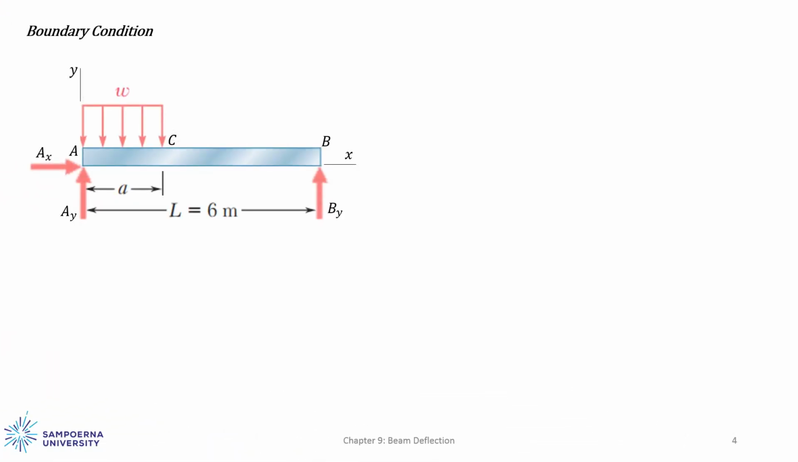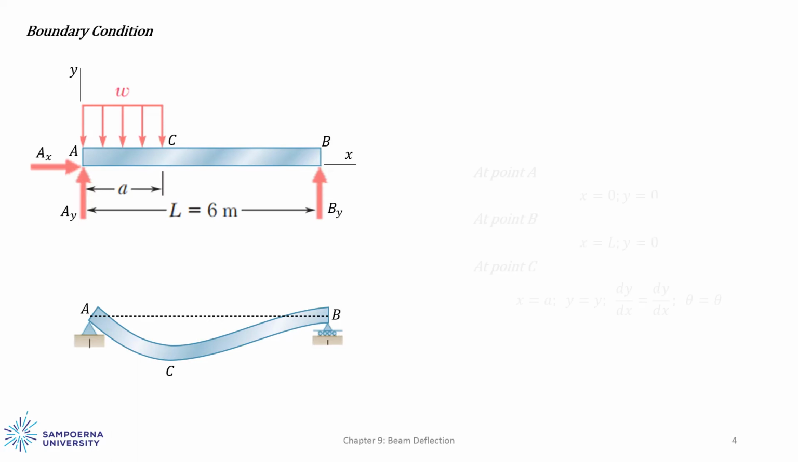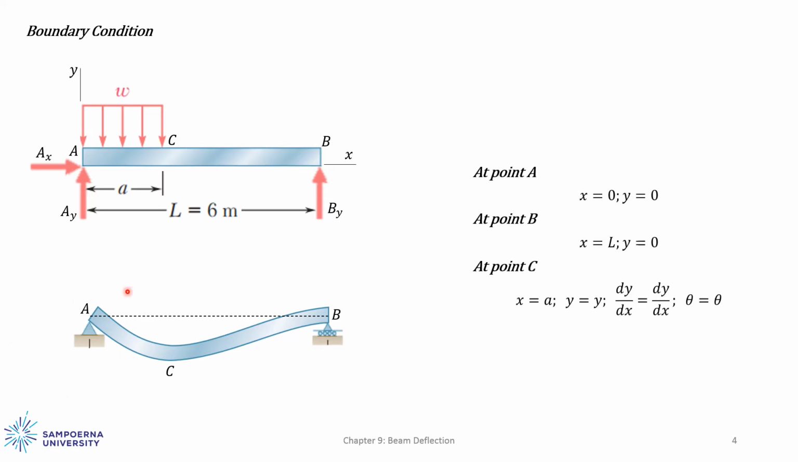Next, we will define the boundary conditions. Because of this loading, our beam will be bent like this, with point C having the largest deflection, and points A and B stay in place because they are held by the supports. So at point A, where x, the length along the x-axis, is 0, there is no deflection, so y equals 0. At point B, where x is equal to L, the deflection is also 0.